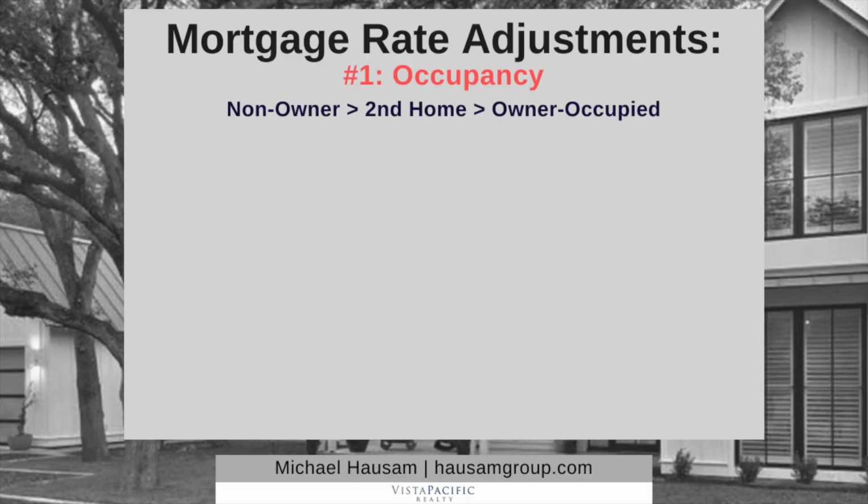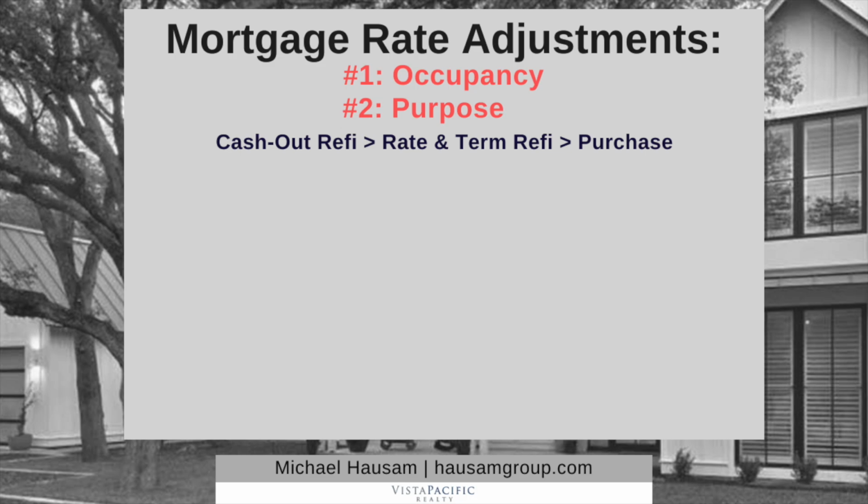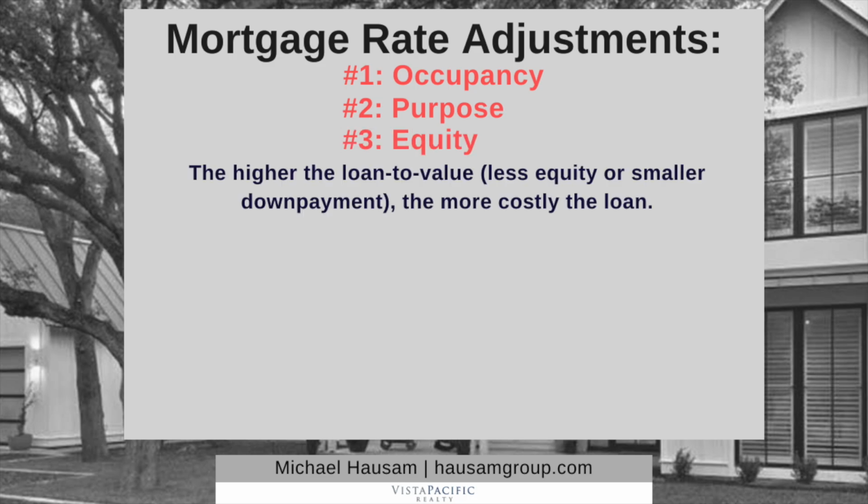Here are the typical adjustments that can impact an interest rate. Number 1, the occupancy of the property. A non-owner loan is more expensive than a second home loan, which is more expensive than an owner-occupied loan. Number 2 is the purpose of the loan. A cash-out refinance is more expensive than a rate and term refinance, which is more expensive than a purchase mortgage. Number 3 is the amount of equity. The higher the loan to value, the percentage of value that's financed, the more costly the loan.